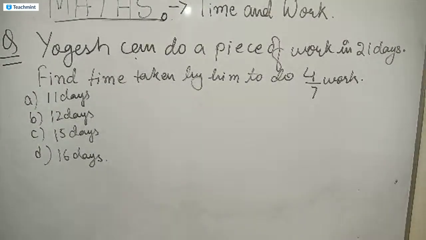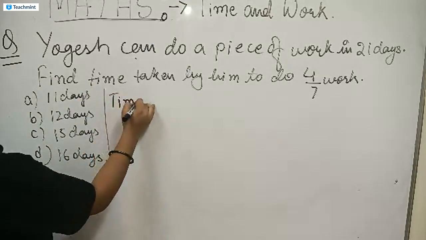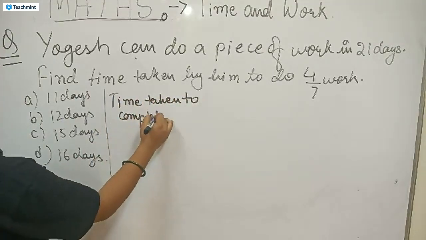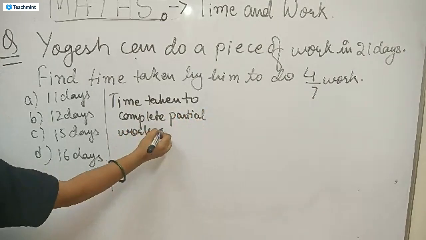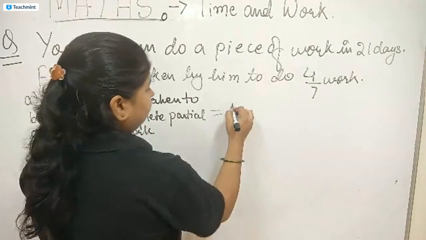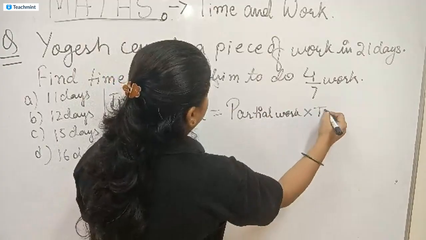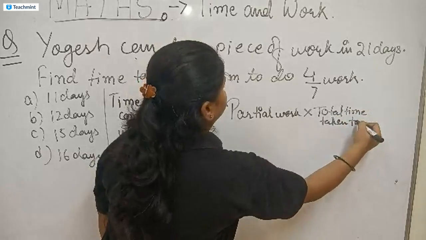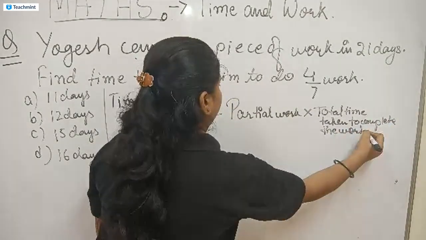Okay, let's see how we will do it. You can use the formula. The formula is: time taken to complete partial work is equal to partial work into total time taken to complete the work, right?